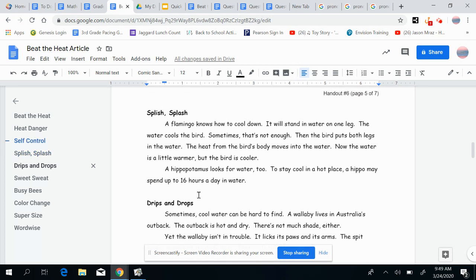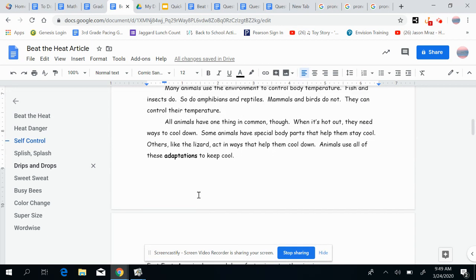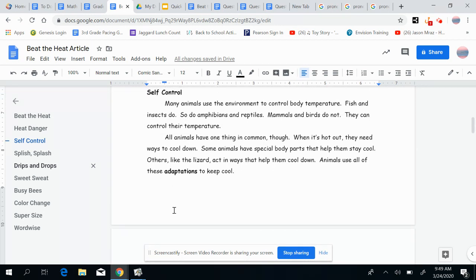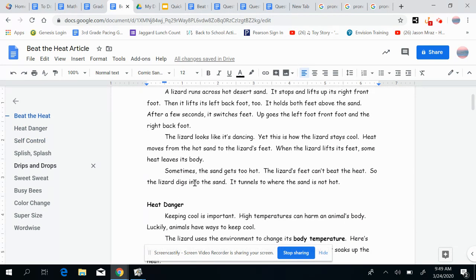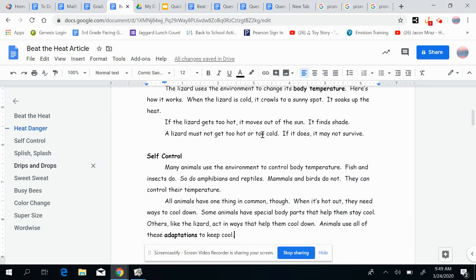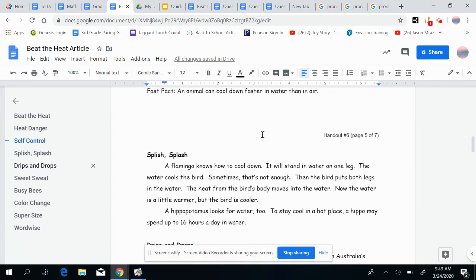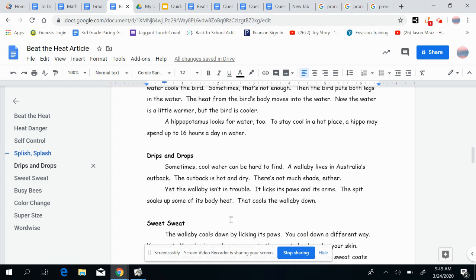So far in this article, what I'm noticing is animals have different adaptations or ways to keep them cool. Okay, there's ways that the lizard stays cool. When I read, there's ways a flamingo and a hippopotamus keep cool. Same with the wallaby. Now what I want you guys to do is, that's my thought. So what I think so far, the gist of this article is ways that animals keep cool. Okay, it seems like they all had that adaptation that helps them to survive in their environments.